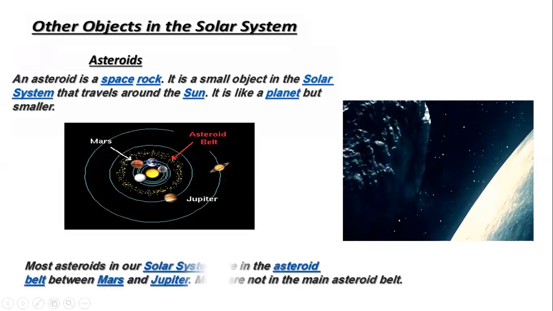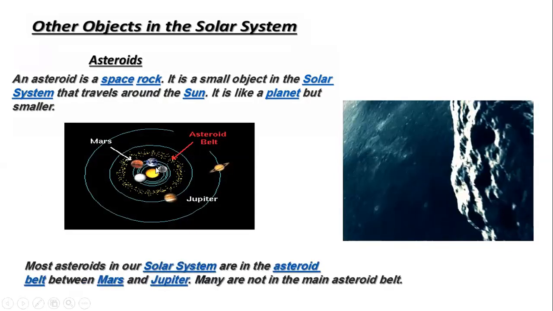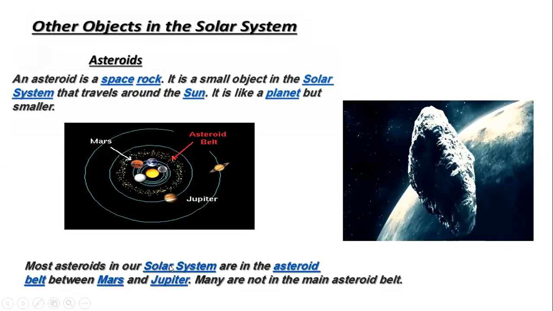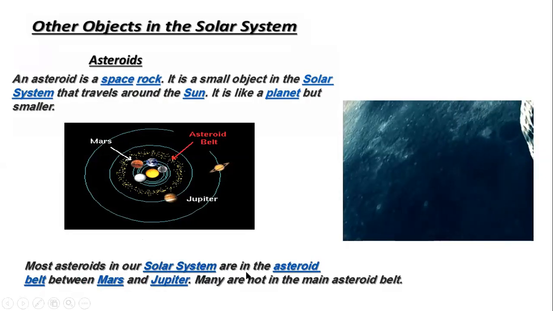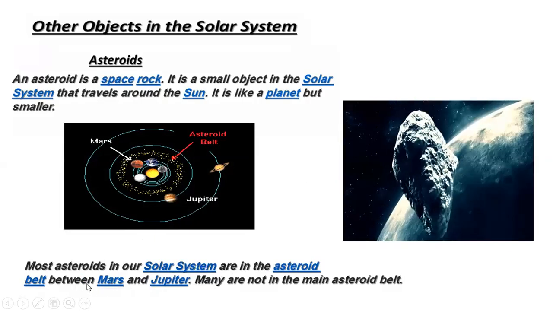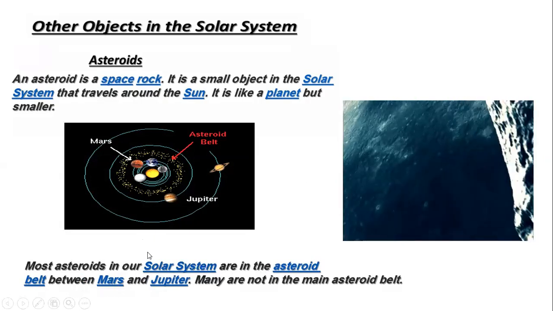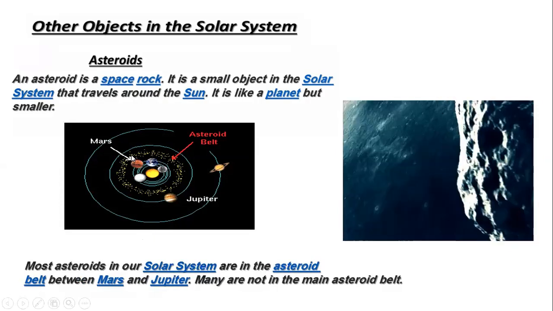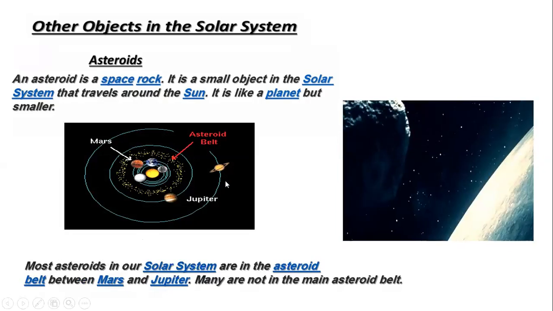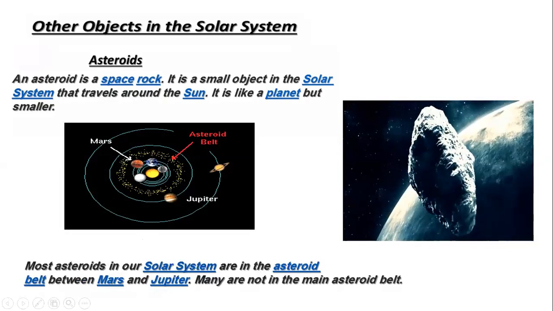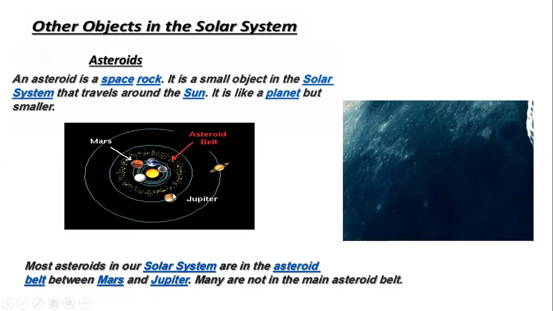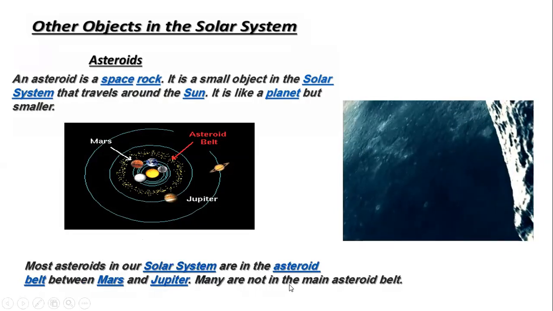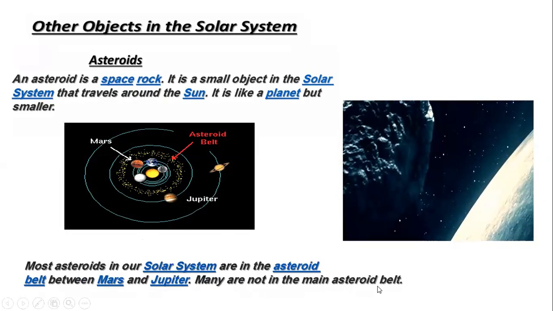Now, most asteroids in our solar system are in the asteroid belt between Mars and Jupiter. Many are not in the main asteroid belt.